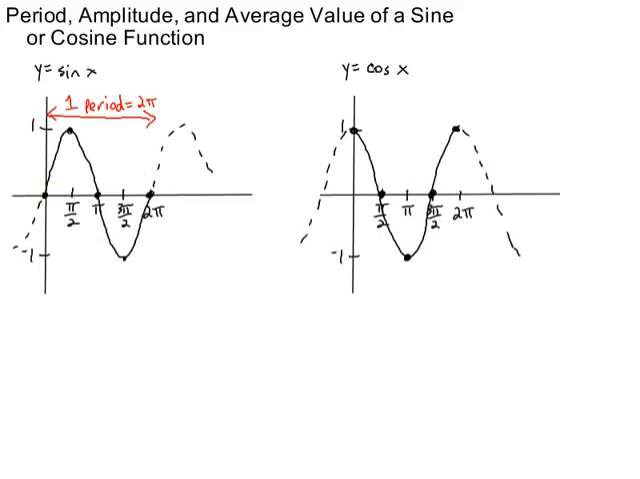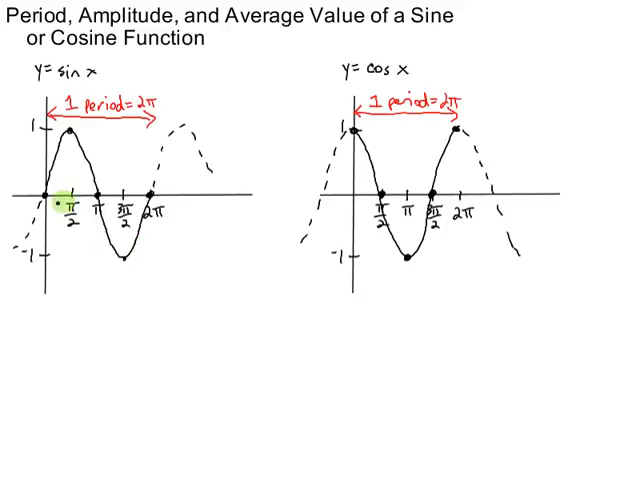You can see the same thing is true for cosine. If I look at this region, this is one complete cycle because it starts at 1, goes down to -1, and comes back to where it started, and then it repeats. Starts at 1, down to -1, back up to where it started. So this is one complete cycle of the cosine function. So 1 period for the cosine function also has a length of 2 pi. So the angle ranges from 0 to 2 pi.